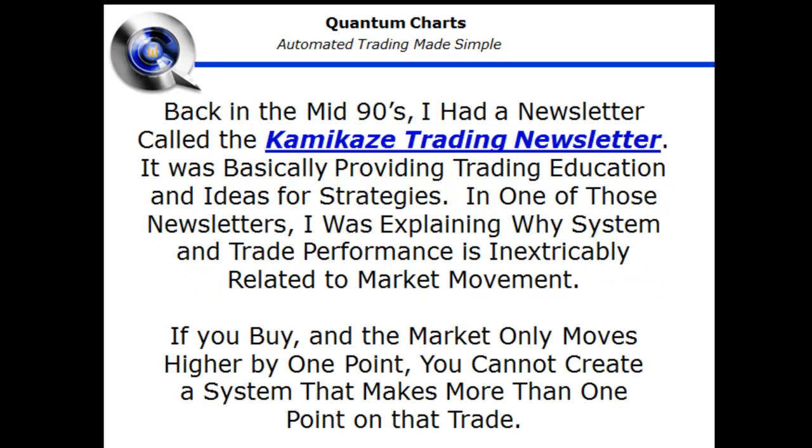Back in the mid-1990s, I had a newsletter called the Kamikaze Trading Newsletter. It was basically providing trading education and ideas for strategies. But in one of those newsletters, I was explaining why system and trade performance is inextricably related to market movement. In other words, if you buy and the market only moves higher by 1 point, you cannot create a system that makes more than that 1 point on the trade. In other words, market movement limits what you're able to do with any system.